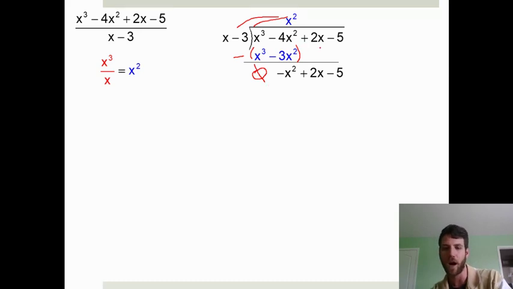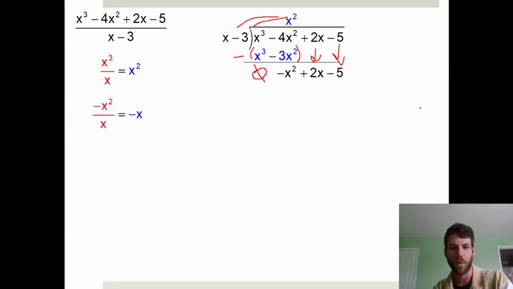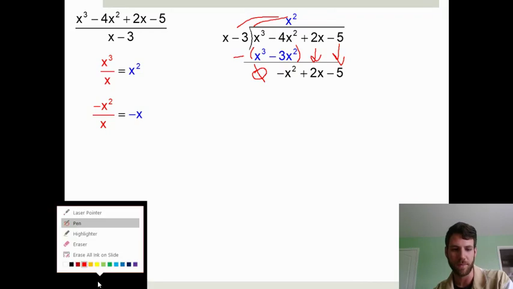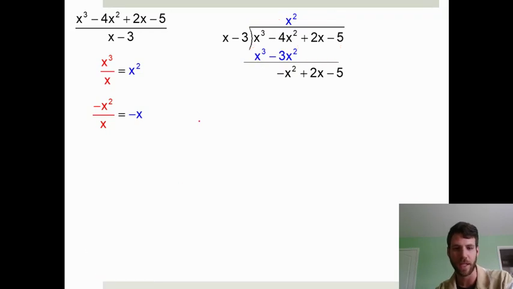And then a good strategy for most problems would be to bring down everything on the sides, but generally you might only bring down the 2x. But it's okay to bring down both parts like you see in front of you. We then are going to proceed by just continuing on with the problem. X into negative x squared after we leave our 0 right there.